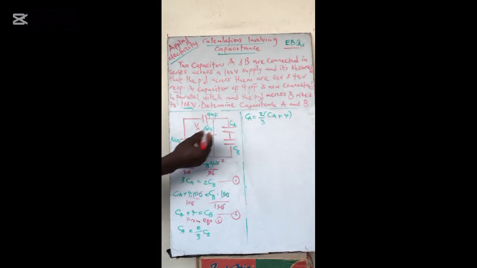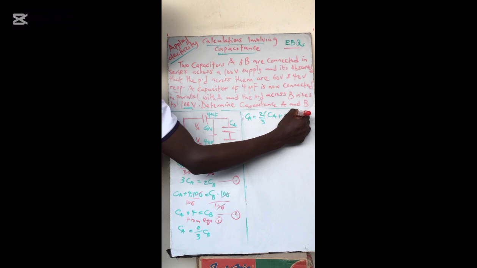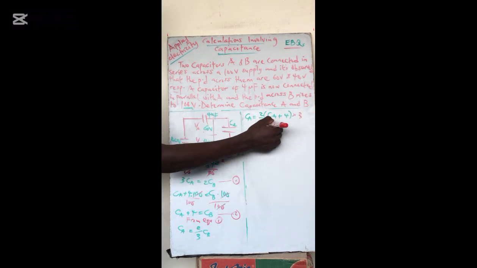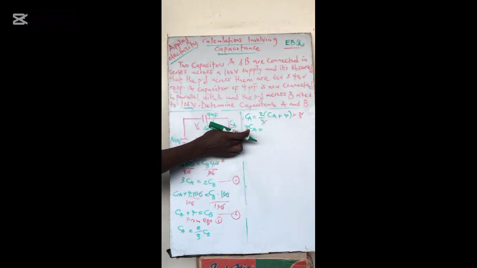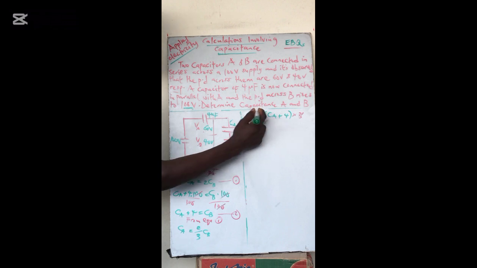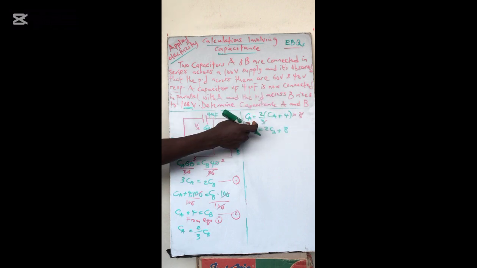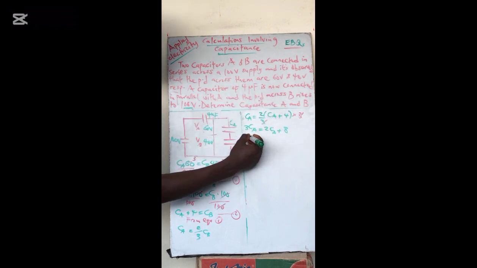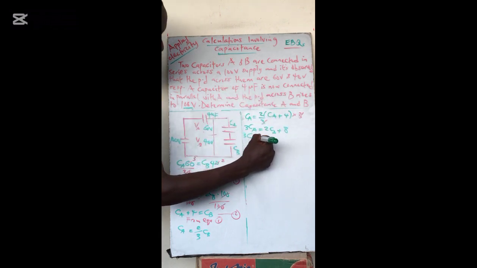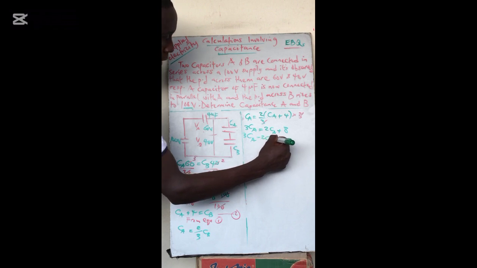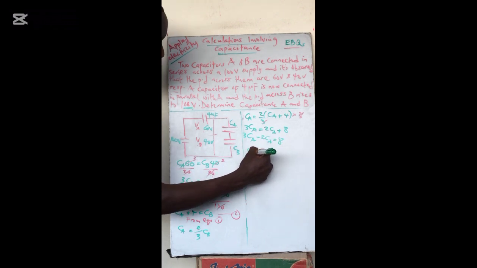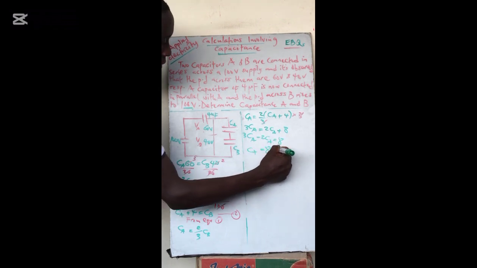So you can just multiply both sides by 3. If you multiply both sides by 3, this 2 is going to open the bracket, and we're going to be having 3CA equals 2CA plus 2 times 4, which is 8. So for 3CA, these 2CA can connect like terms. So we have 3CA minus 2CA equals 8. That means CA equals 8 microfarad.